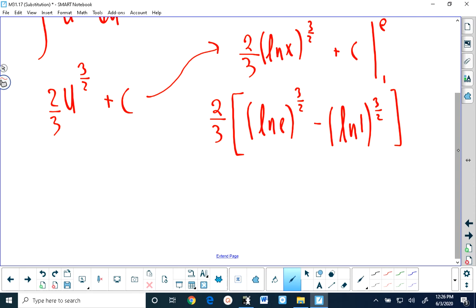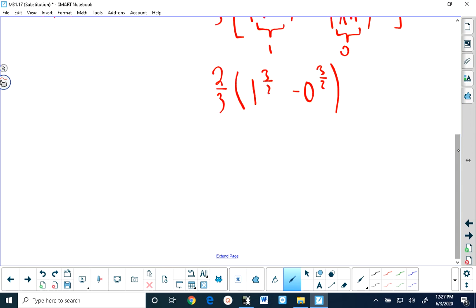Let's see, ln of e is 1. ln of 1 is 0. So we end up with 2/3 times 1 to the 3/2 minus 0 to the 3/2. Well, 1 to the 3/2 is 1. 1 minus 0 is 1, so we're left with 2/3.